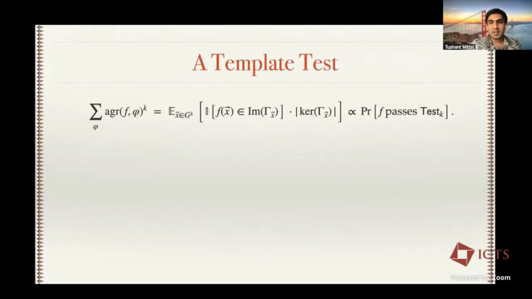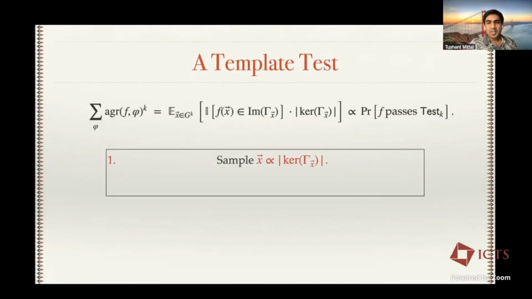Just looking at this expression, the right hand side is like a sampling procedure. What it says is that you sample a tuple x1 through xk based on the size of the kernel of gamma x. Here is how the group structure is being used. This gamma map is encoding both the structure of the group G and the space of homomorphisms, because it's a map from Hom(G,H) to G. So it's using the information of both G and H. It's not the uniform distribution. And the test is simply that you check whether your function is in this image of gamma.